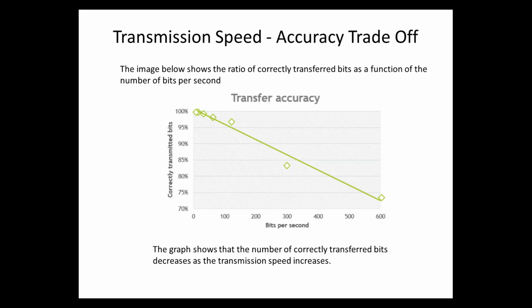Then as you speed up the transmission rate, where'd my mouse go? Oh, there it is. As you speed up your transmission rate here in bits per second, the accuracy or the correctly transmitted bits decreases.